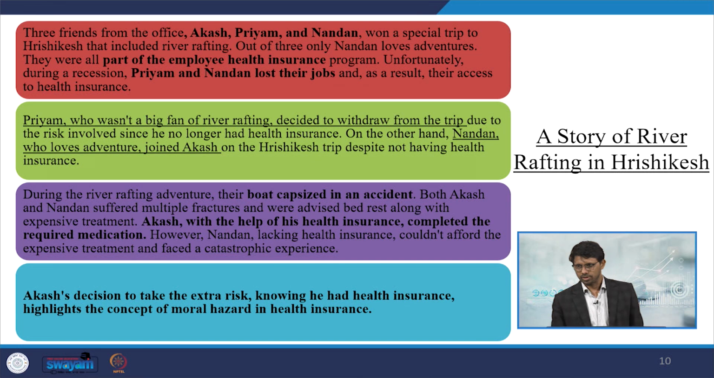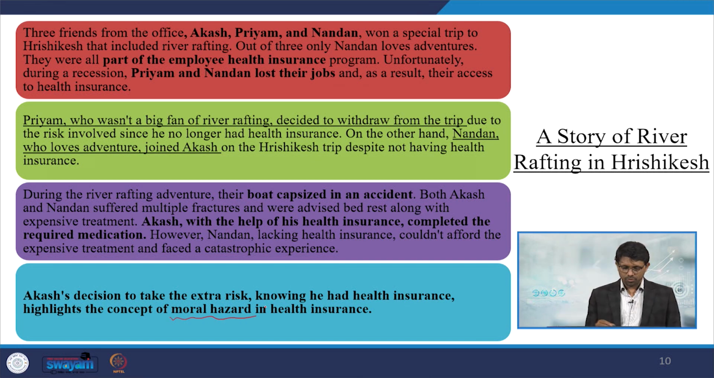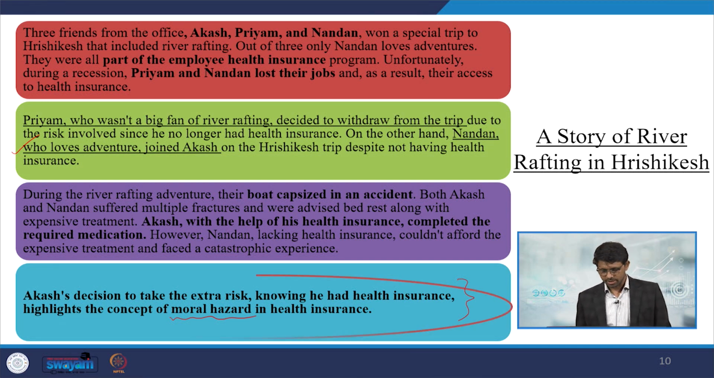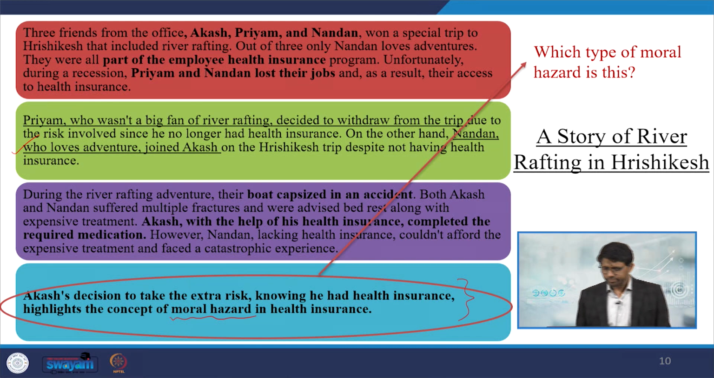Moral hazard in health insurance. Okay, Nandan's case is fine because he is a risk lover, and in that case the moral hazard aspect is not discussed because he is ready to pay for it. But in this case, the payment is already made, and Akash is preferring to go because he knows that insurance is there. Hence, it is a famous case of moral hazard. Which type of moral hazard is this? Because in anticipation, action is taken to go for the river rafting trip in Rishikesh or not.